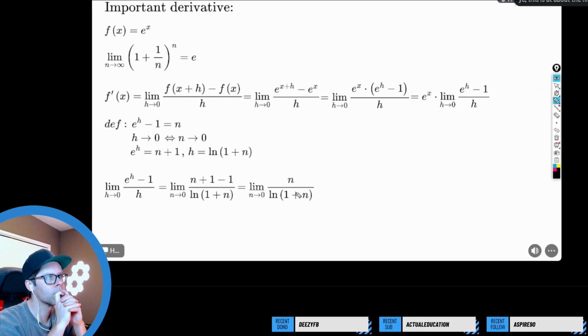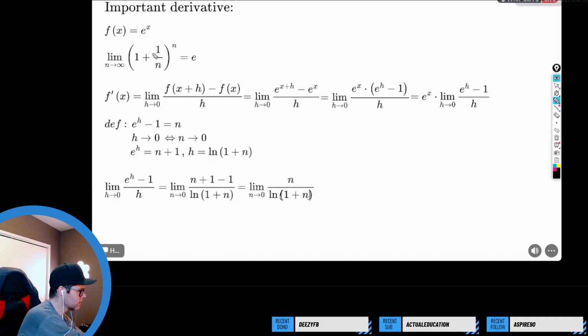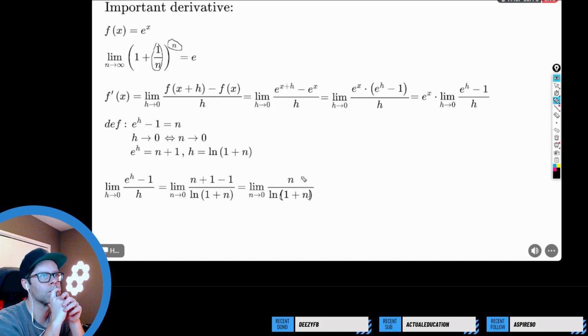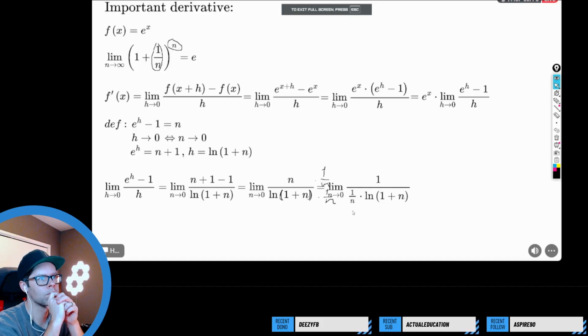Now, this limit is not good enough for us because we already see the 1 plus n as n goes to 0, which is the same thing as n goes to infinity and 1 over n. So all we need is this in here. Now, if we multiply both sides by 1 over n, we can get this limit, and with logarithm rules, we can put the 1 over n in here.